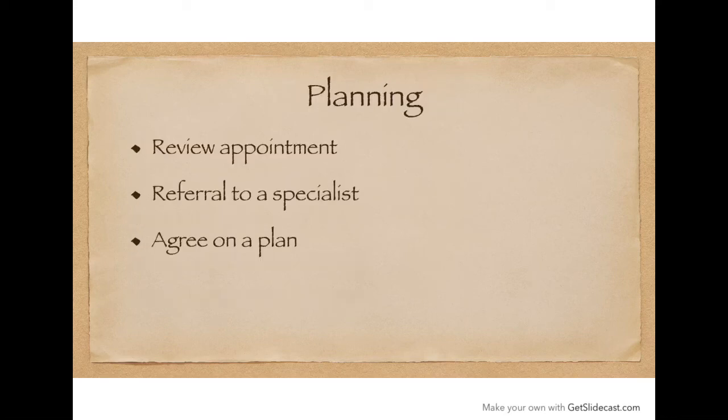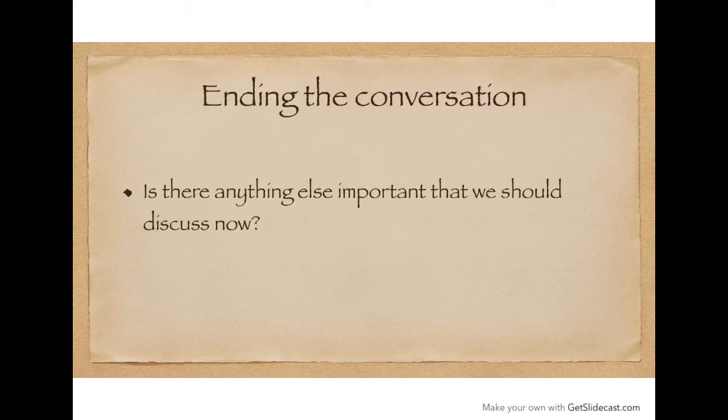The last segment of this communication is to move the patient and family from the bad news to the future plans with realism and hopefulness. So you may be able to discuss review appointments or referral to a specialist and agree on a plan so that the patient has some hope, and the patient will understand that you are there to support them all throughout this journey. To end the conversation, you can end the role play by saying something like, is there anything else important that we should discuss now?